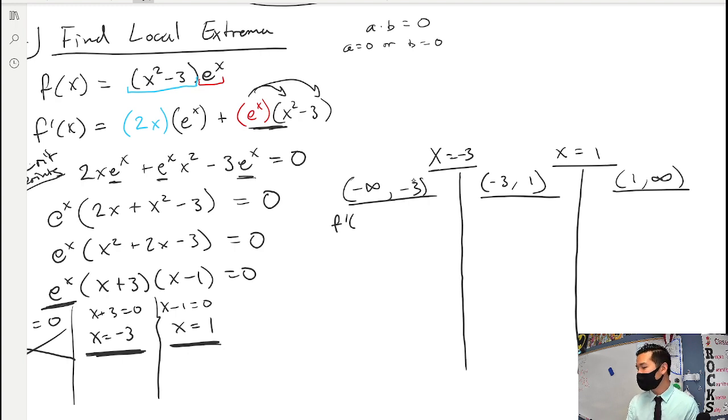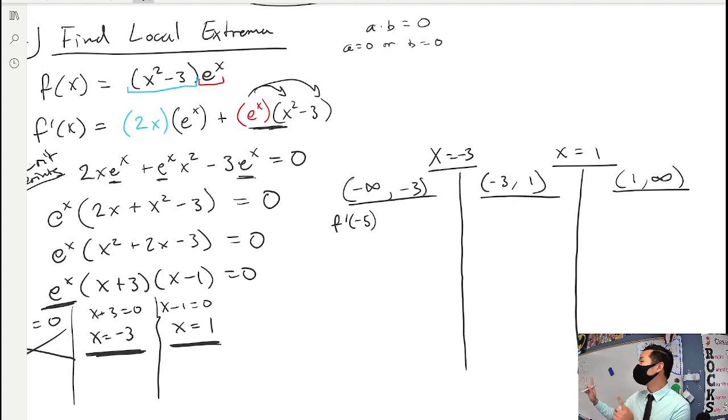Someone want to give me a number that they want to test that's between negative infinity and negative 3? Negative 5 it is. Would negative 4 have worked? Yes, it would have. But where is this getting plugged into again? The derivative.